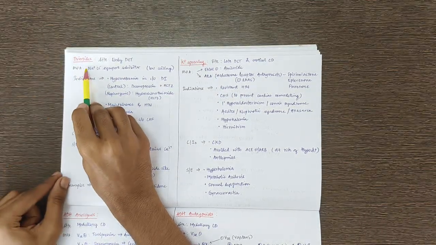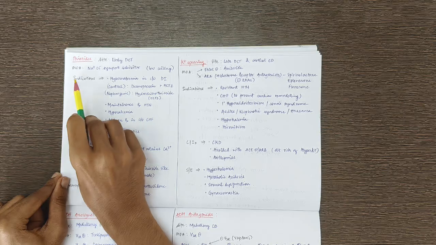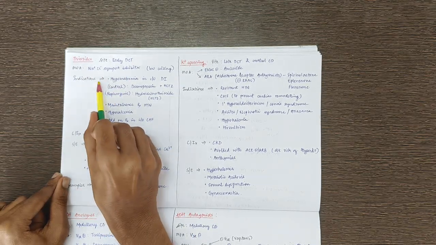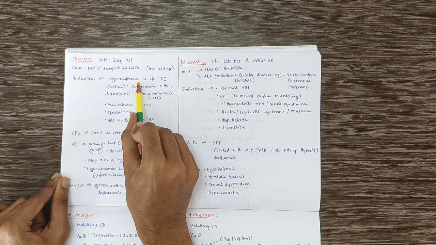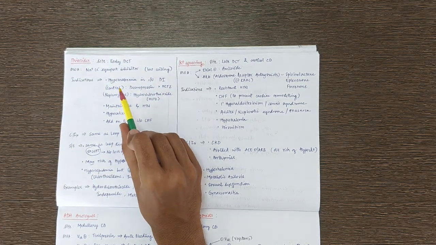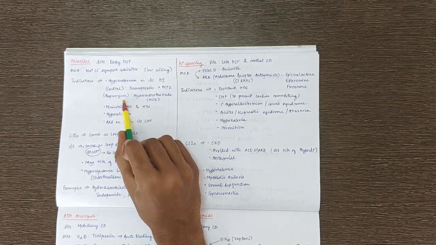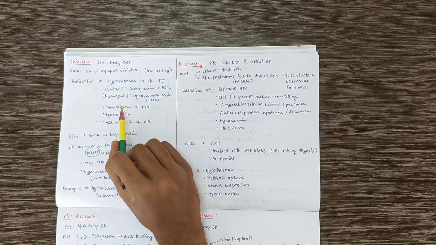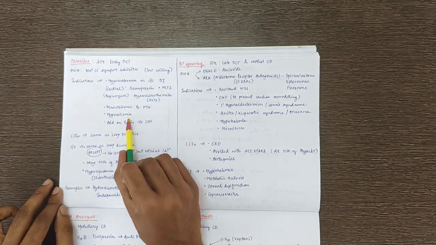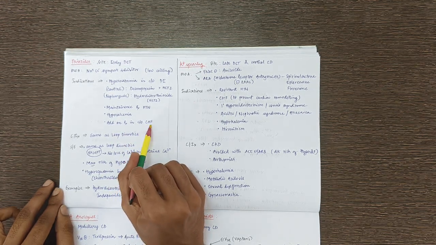In thiazides, what is the site of action? Early DCT. Mechanism of action: Na plus Cl minus symport is inhibited. What are the indications? Hypernatremia in case of diabetes insipidus. There are two types of diabetes insipidus, central and nephrogenic. In case of central it is desmopressin, in case of nephrogenic it is hydrochlorothiazide. Then maintenance treatment of hypertension, hypocalcemia, and as an add-on therapy with furosemide for congestive heart failure.